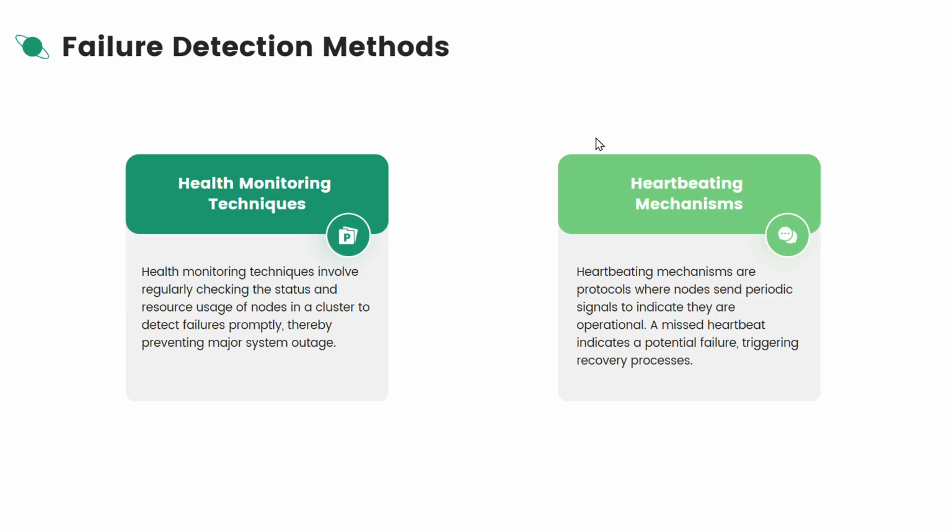Failure detection methods. Health monitoring techniques. Health monitoring techniques involve regularly checking the status and resource usage of nodes in a cluster to detect failures promptly, thereby preventing major system outages. Heartbeating mechanisms are protocols where nodes send periodic signals to indicate they are operational. A missed heartbeat indicates a potential failure, triggering recovery processes.